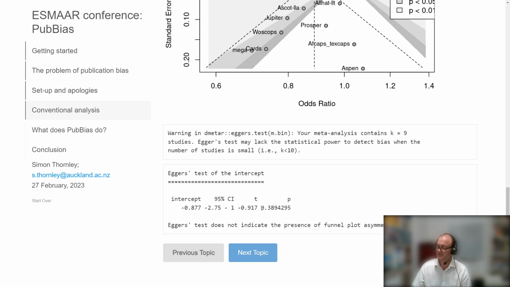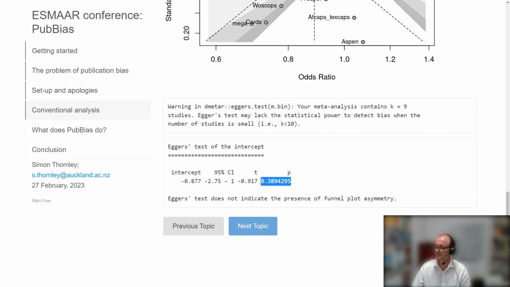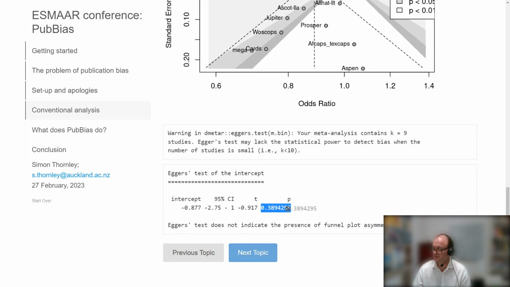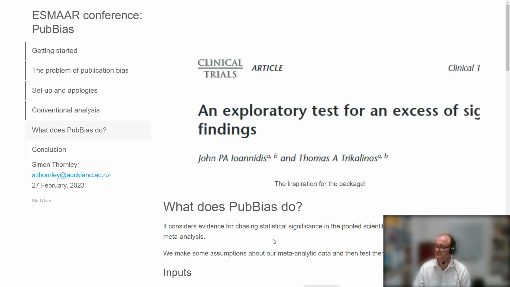But here's an Egger's test, which is a regression of a normalized odds ratio against the standard error for each trial, and no convincing deviation from what's expected. So no major evidence of publication bias. We get a warning that there's a small number of trials. It's very common in meta-analyses.